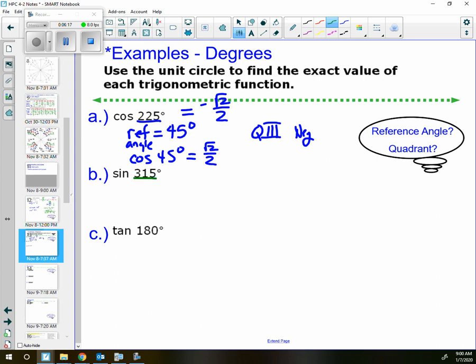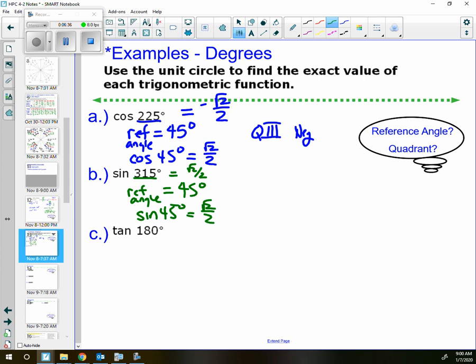All right, how about sine of 315? It's going to be a similar answer. So let's talk about the reference angle first. So the reference angle, how far is 315 from 360? Well, that's 45 degrees again. So this is going to have the same answer as whatever the sine of 45 is. Well, sine of 45, same as cosine, so it's going to be square root of 2/2 again.